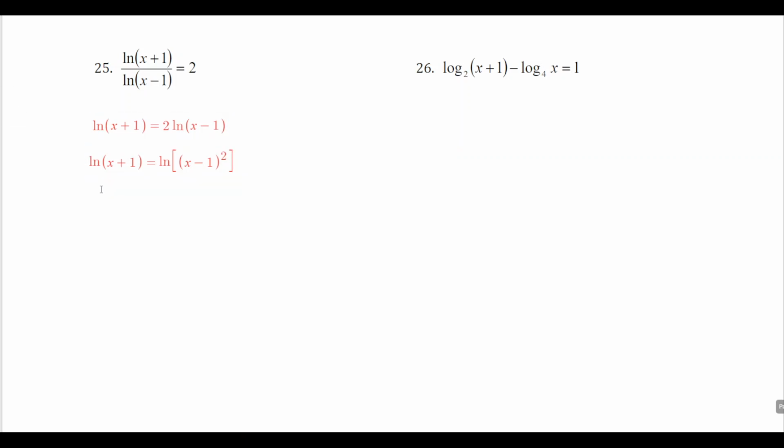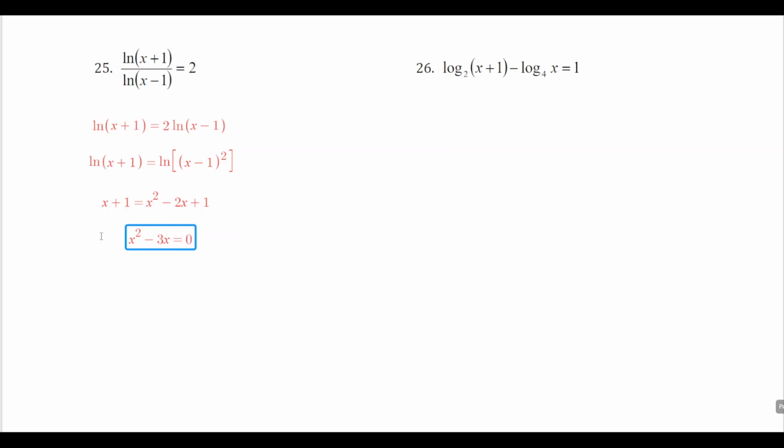Now we can use the one-to-one property to drop those logarithms, and I get x plus 1 equals x minus 1 squared, which I guess I might as well square out at this point. So that'd be x squared minus 2x plus 1. And now I want to move everything to one side and set it equal to 0. So I'm going to subtract 1 over and subtract x over. So I'll get x squared, negative 2x minus x would be negative 3x, and then 1 minus 1 is just 0.